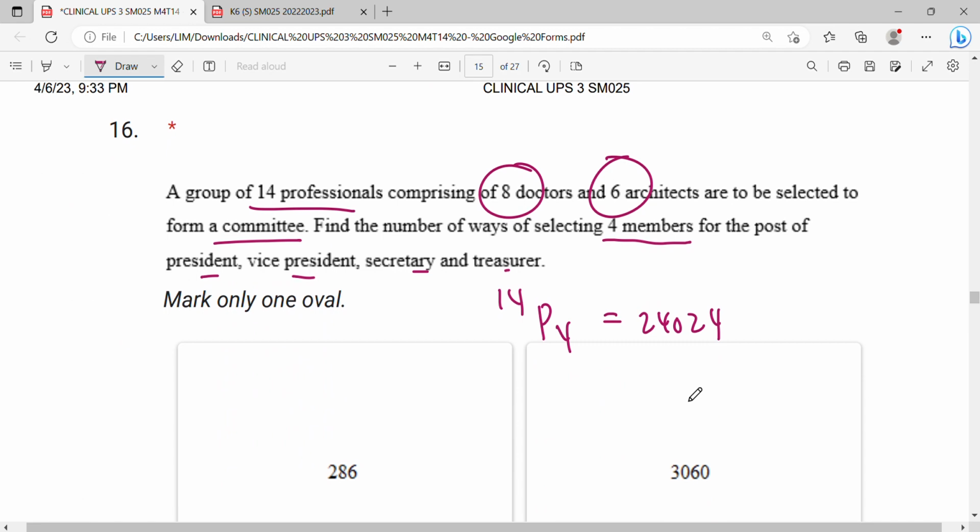Boleh? Position tu penting. Bila dia ada position, maksudnya you kena arrange for that position. Bila dia tak ada position sini, kita boleh buat 14C4. Sama-sama JK saja. Siapa besar, siapa kecil, apa position. Sama-sama je. Tapi sini ada position, maksudnya kita punya urutan lain. Kamu jadi presiden ke, saya jadi presiden, itu lain. So it will take concern about the arrangement already. Okay, done.